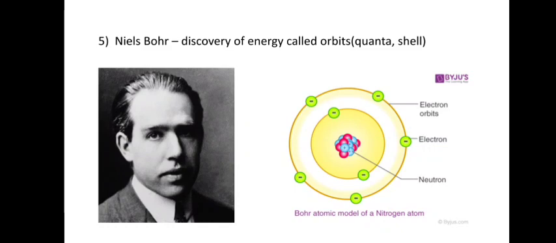The fifth, we have Niels Bohr, the discoverer of energy levels called orbits. It can be called quanta or shell. So here's the example of what he discovered. They have electron orbits, they have the electron, they have the neutron. So the circles around it are called the electron orbits, which is what he discovered.